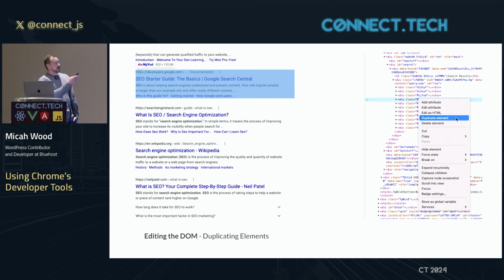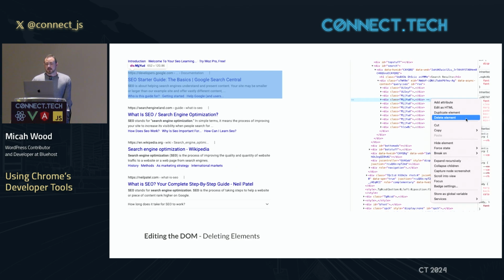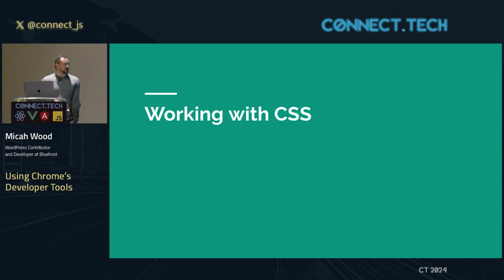You can also duplicate elements. Again, great for testing. If you've got 3 items on a page and you want to see what happens when you have 12 items on a page, you can just duplicate over and over. So you could just right-click on something, hit Duplicate Element. And then likewise, if you realize you just want to get rid of something and see what it looks like without it, you can right-click and delete it altogether. Of course, you could change the style to hidden as well, but sometimes deleting it is a better option for testing.